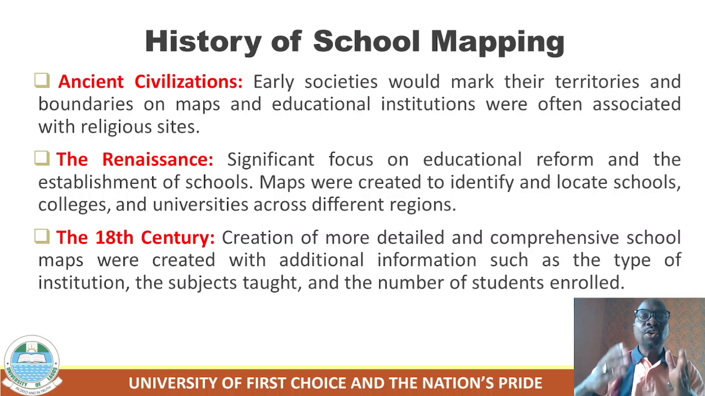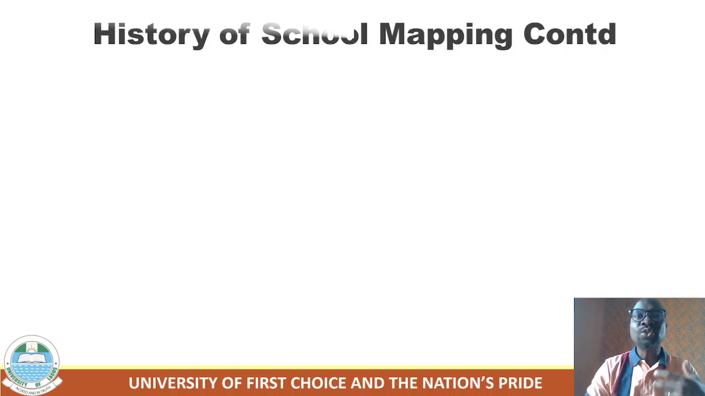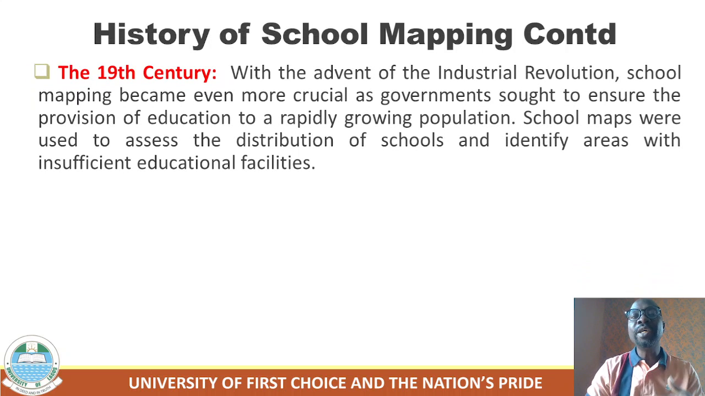It now said, okay, which school is noted for this? What type of institution is school A or university B? What are the subjects that are being taught there? What is the number of students enrolled? What about the staff strength? So school mapping exercise during the 18th century gave detailed information.